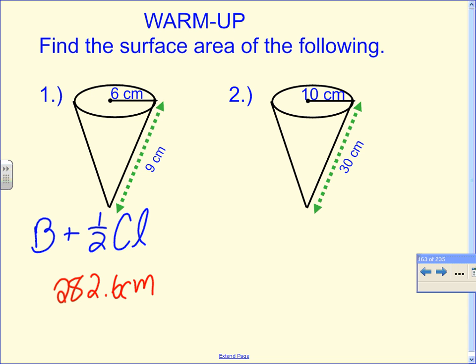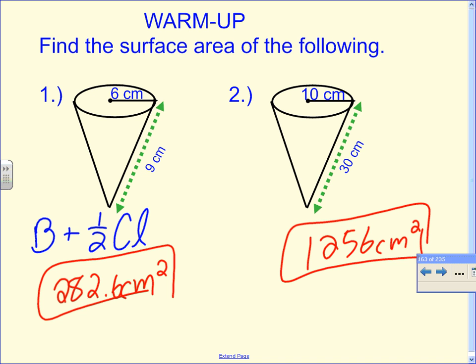Good job. Adam, number two. Good job. Okay, questions on either one of those? Annalise. Okay. Mary? That's fine. Keep it in terms of pi. Okay, any questions on the warm-up?